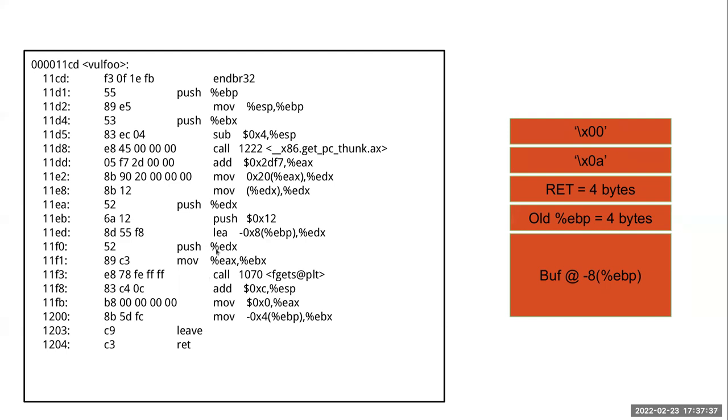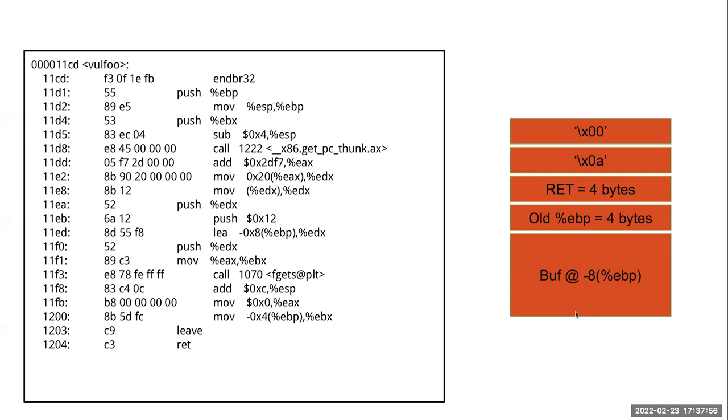So this one is pushing that buffer's address. And we know from here it's EDX. Then from here we know it's actually EBP minus 8. Okay, so what does that mean? EBP minus 8, which means the buffer is 8 bytes.